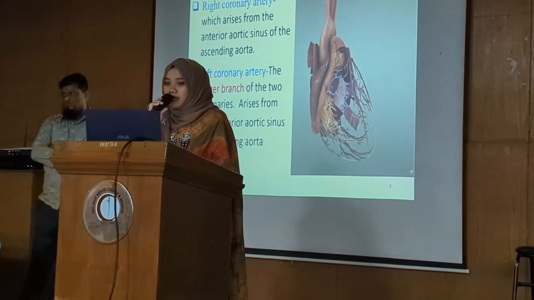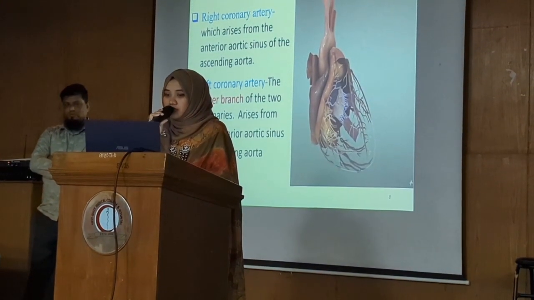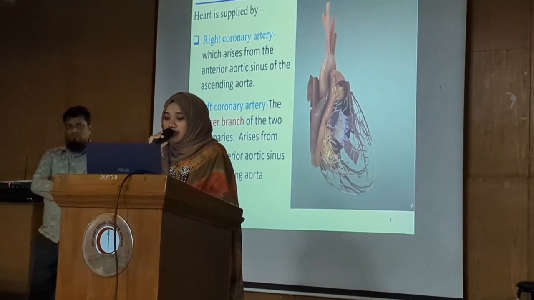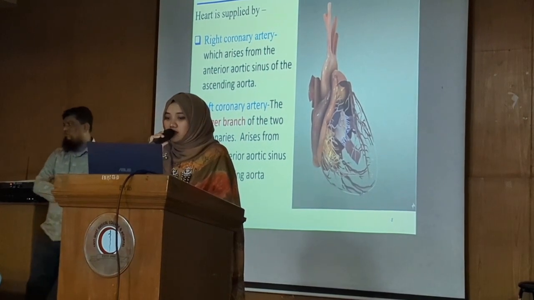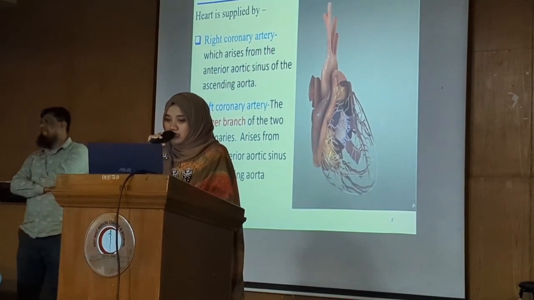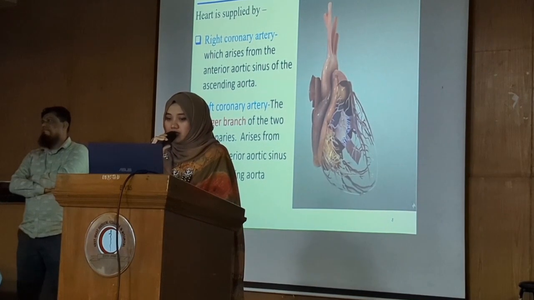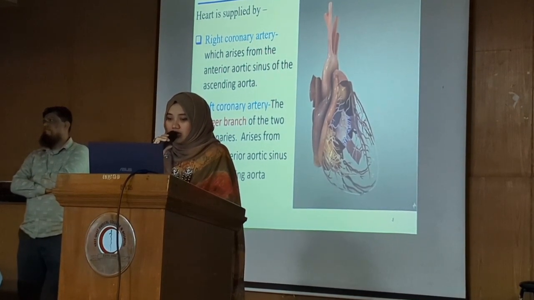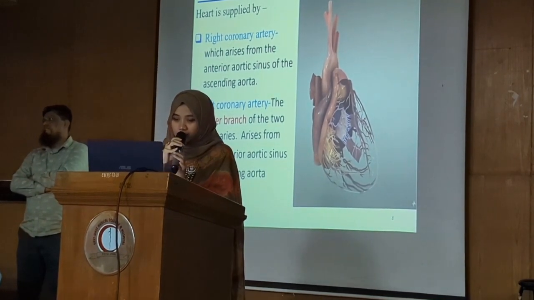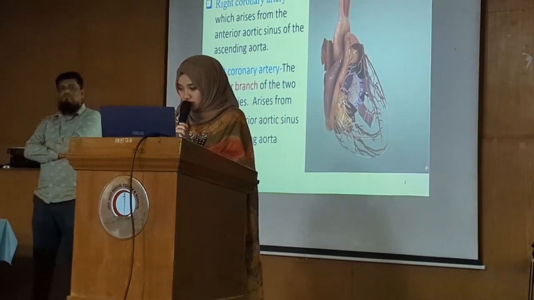The heart is supplied by the right and left coronary arteries. The right coronary artery arises from the anterior aortic sinus of the ascending aorta, and the left coronary artery, the larger branch of the 2 coronaries, arises from the left posterior aortic sinus of the ascending aorta.